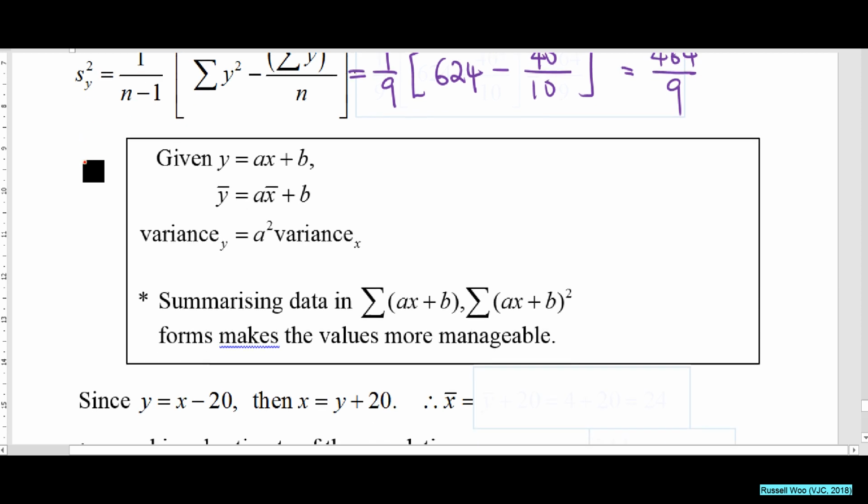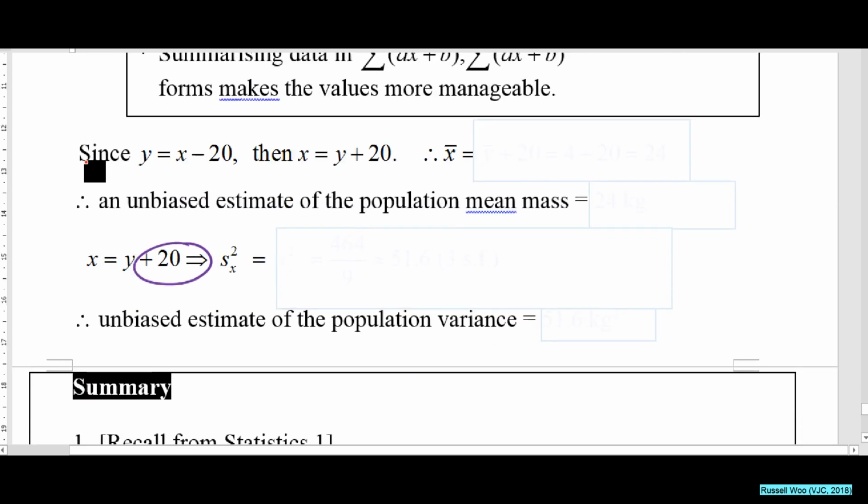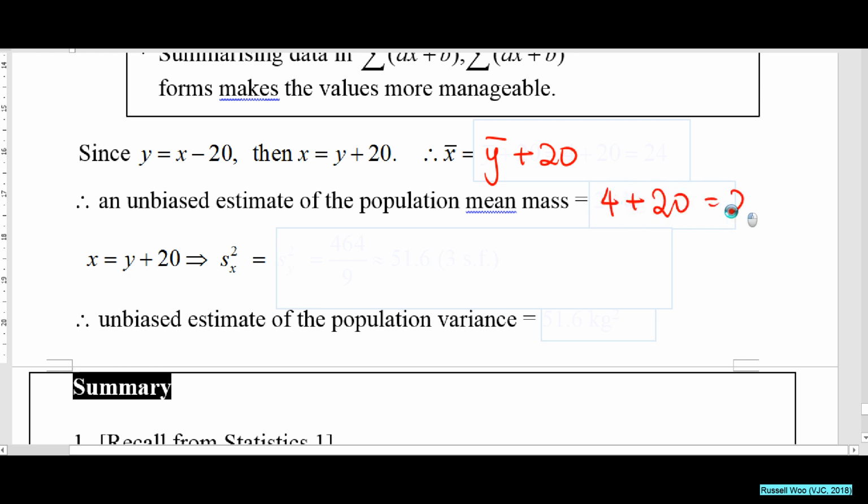okay, this one you can read on your own. Since y is equal to x minus 20, does it make sense that x is y plus 20? X bar is y bar plus 20. Correct? Yes? X bar is y bar plus 20. So we can easily find the unbiased estimate of the population mean, which is actually 4 plus 20 equals 24.